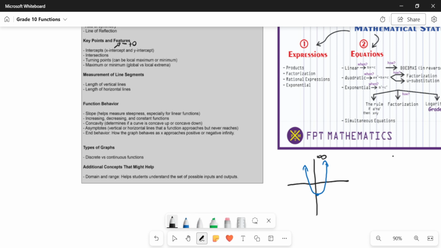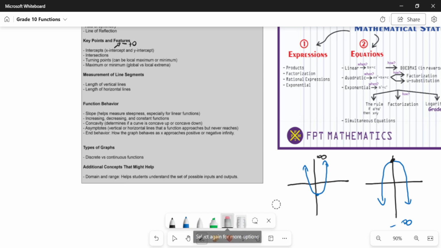For this function here now, when we have a downward facing function, this is a global maximum, but there's no global minimum, because you can see that it goes all the way to minus infinity. So we can't pinpoint that exact area.